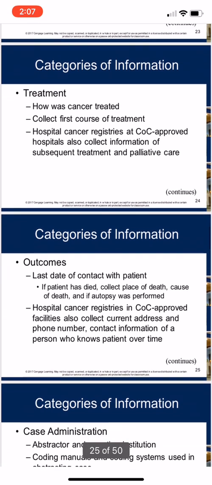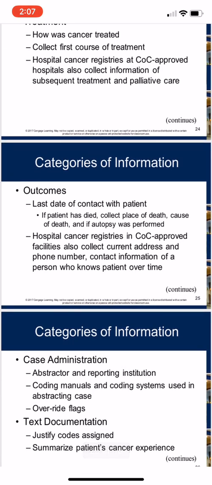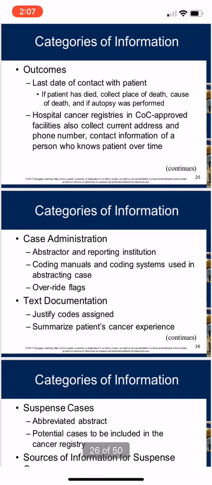All right, dropping to outcomes. All cancer registries collect information on the last date of contact with the patient, whether or not they are alive on that date, and if the patient has died, the place of death, cause of death, and whether an autopsy was performed. Hospital cancer registries at Commission on Cancer approved facilities also record information on the patient's current address and phone number and the contact information of the person who would know about the patient over time.